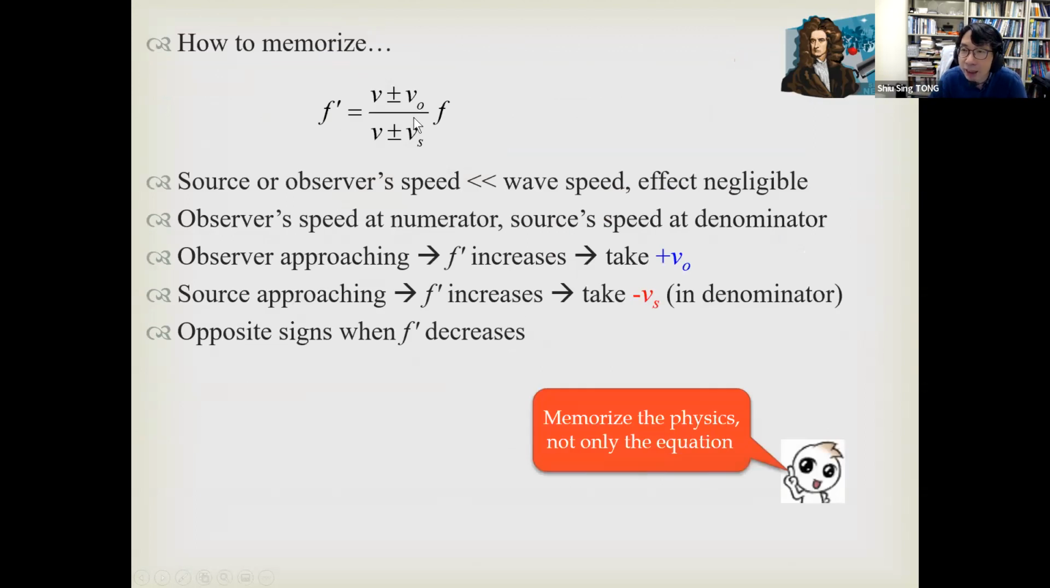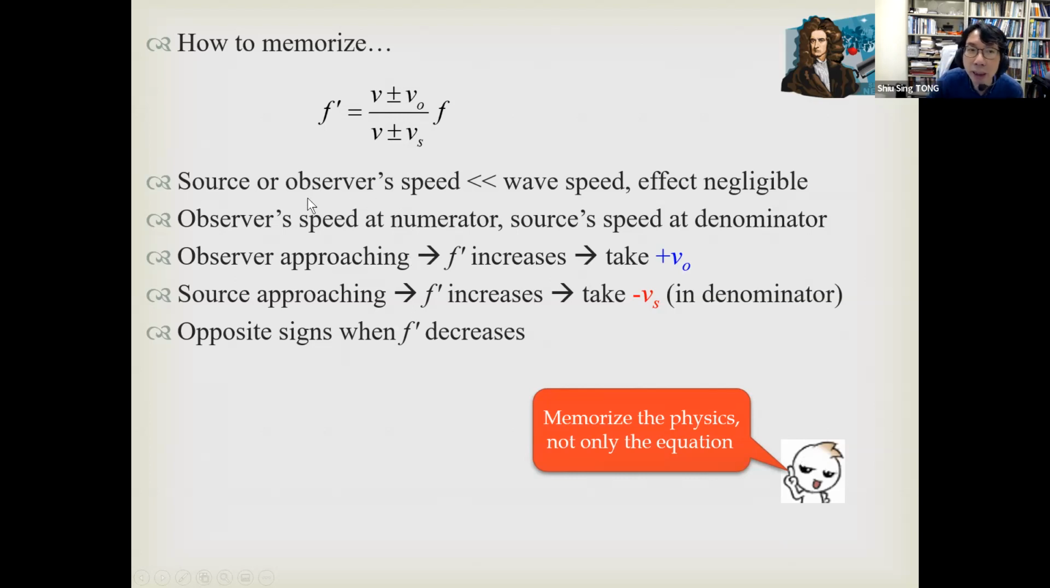Now, I prefer you not to remember the plus sign or the minus sign by the equation itself. I prefer you to use your physical sense, use physical understanding to choose the sign. Because to remember the plus sign and the minus sign is always quite confusing. So it would be better for you to memorize the physics behind and use your physics understanding to choose the plus sign or the minus sign here.